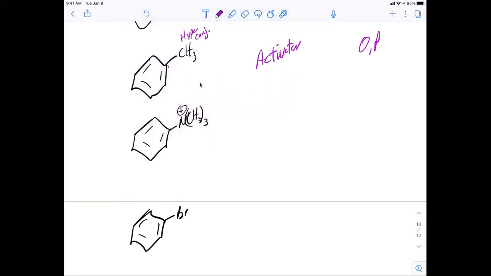On the second one, does it have a lone pair in the benzylic position? No. So I need to look back over the activator deactivator. Does it have the ability to donate electron density, or is it going to be pulling electron density? Well, it's got a positive charge, so it's going to pull electron density, partial positive and positives. That's going to be a deactivator, right? Deactivators that are not halides are what? Meta.